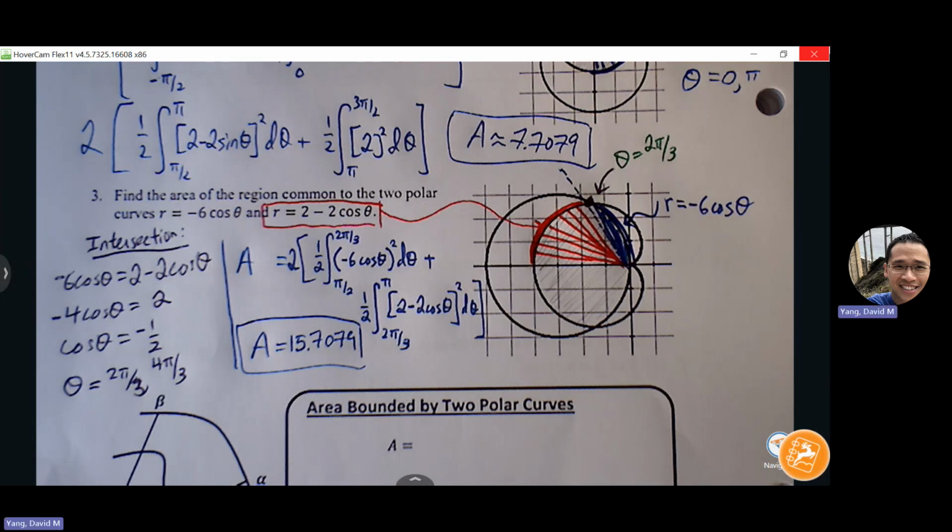Yeah, so for the cardioid, the cardioid starts here. It hits pi over 2, and then 2 pi over 3, and then pi, and then finishes off at 2 pi. So the fact that they're both starting at different locations adds to the complexity a little bit.